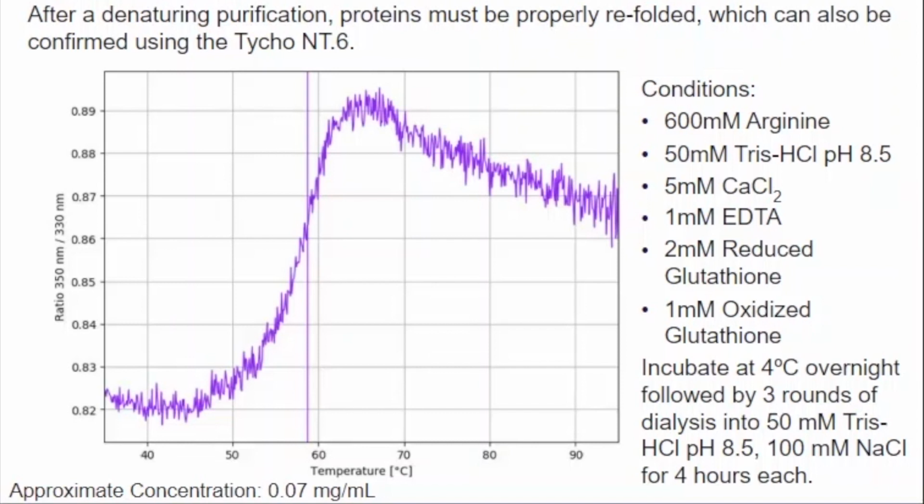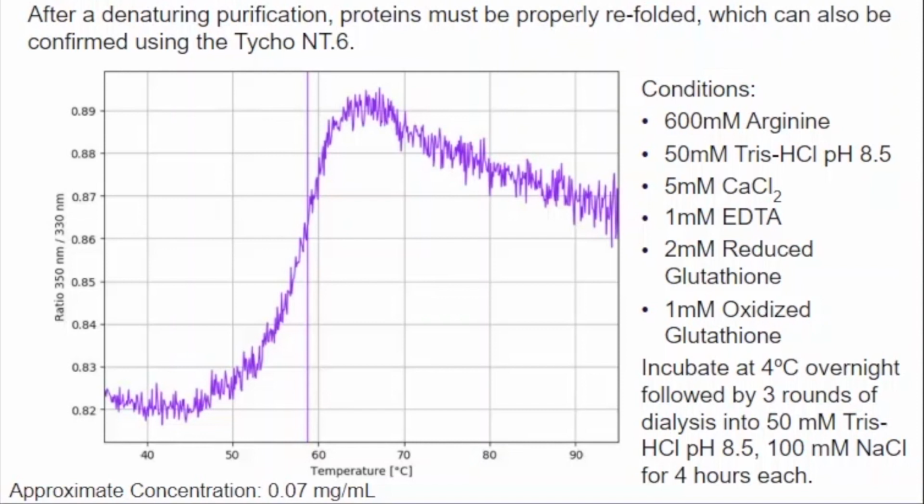And now once again we see that transition. The Tycho is able to detect the TI just around 60 degrees Celsius, and we can see that our protein has now once again become folded. And I think it's worth mentioning at this stage that after the various rounds of dialysis, and the various denaturing and then concentrating and diluting into different buffers, at this point the concentration of our protein was approximately 0.07 milligrams per mil, which is quite low for us.